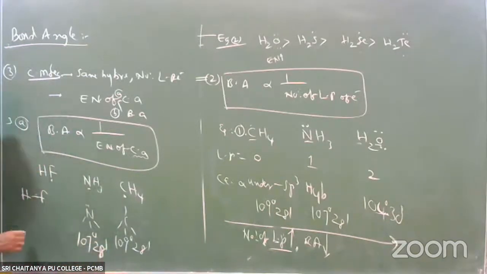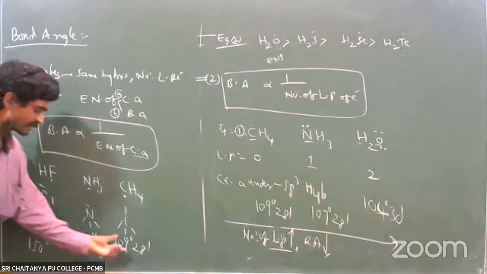And here the geometry is linear, but three lone pairs are there. As you know, fluorine has 7 valence electrons: 1, 2, 3, 4, 5, 6, 7. So three lone pairs are there, and that's why there are repulsions. Linear means 180 degrees, so it reduces; it is less than 180 degrees, approximately 150 degrees here. So that's why it is 150, 107, 109.